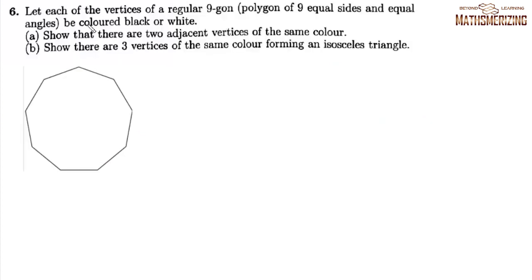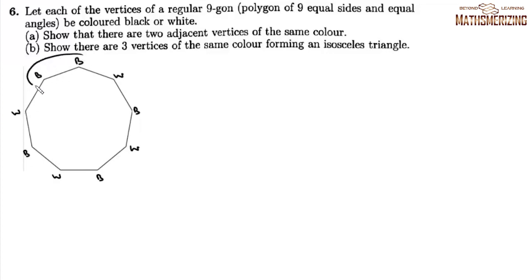Now question number 6 is, let each of the vertices of a regular 9-gon be colored black or white. Now first part is, show that there are two adjacent vertices of the same color. Now what we'll do is, suppose there are no two adjacent vertices of the same color, and suppose we start with black. So if this is black, then here it'll be white, again black, white, black, white, black, white, and then it'll be black.